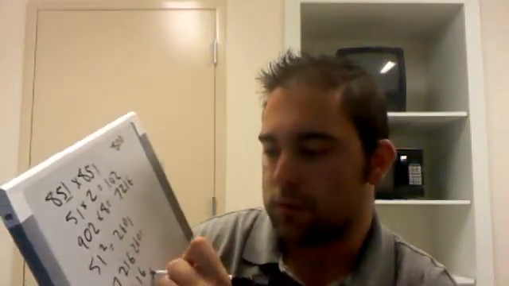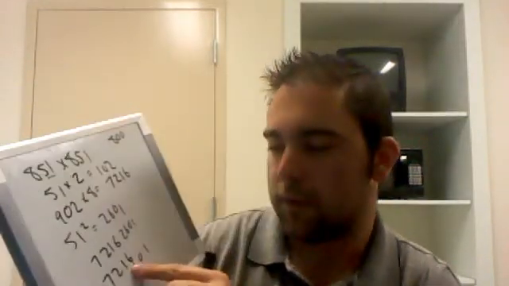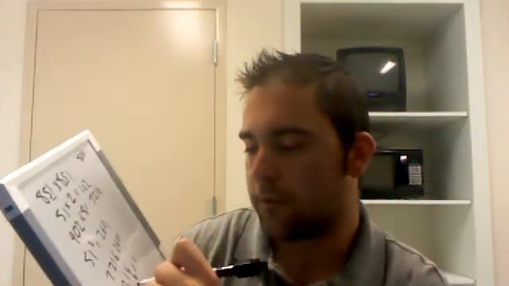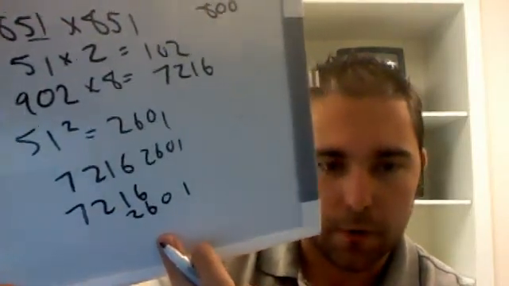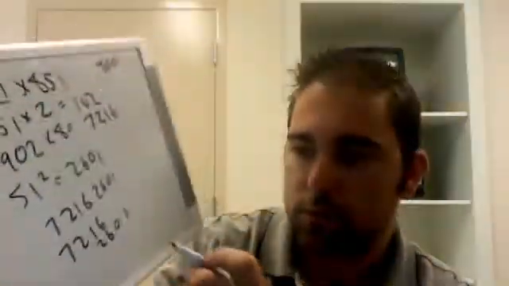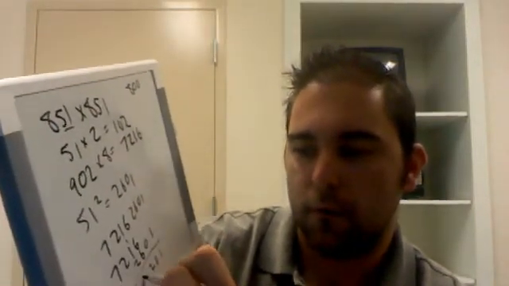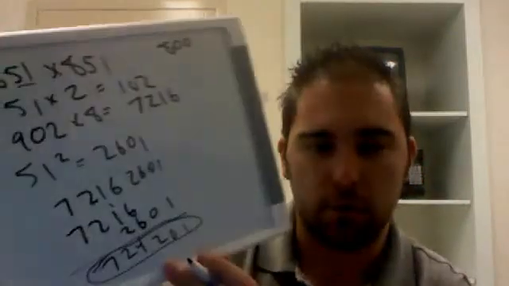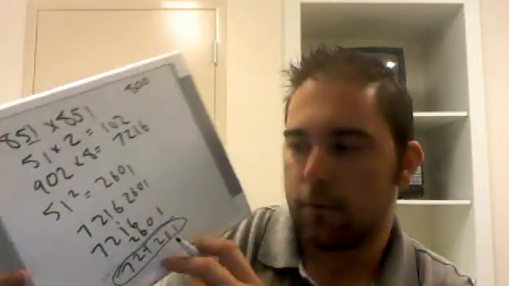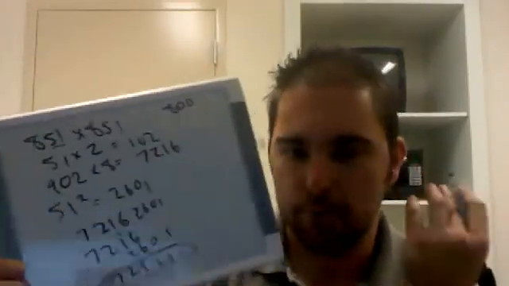Let me write that a little bit neater. Sorry about that. I have very poor penmanship. And you see when we add these numbers together, we'll get a six-digit number that is our answer. So we just add them together. We get 724,201.